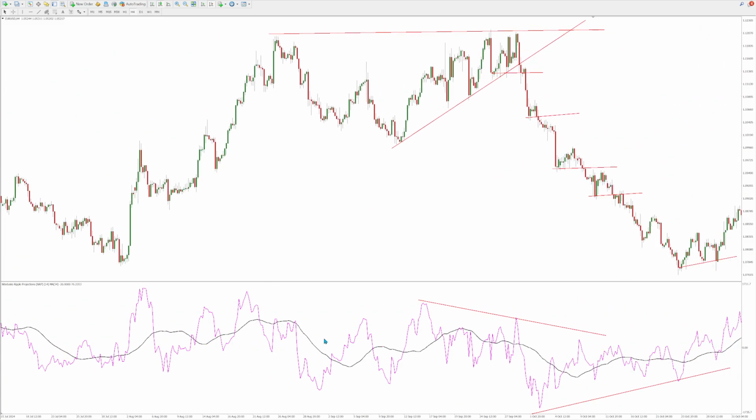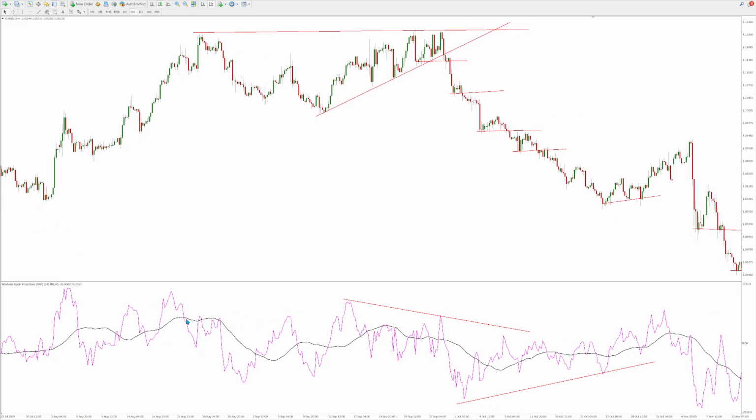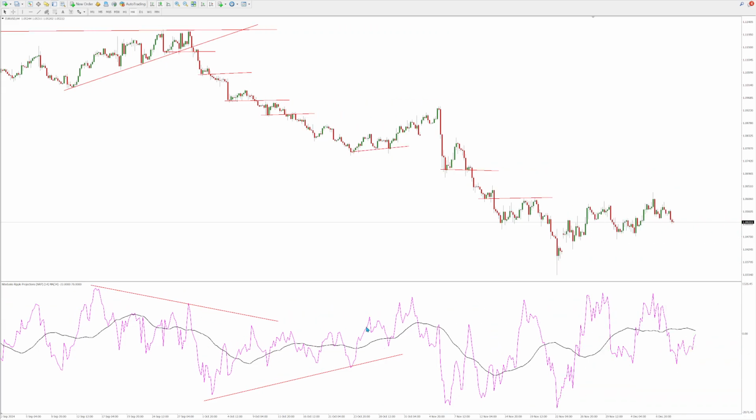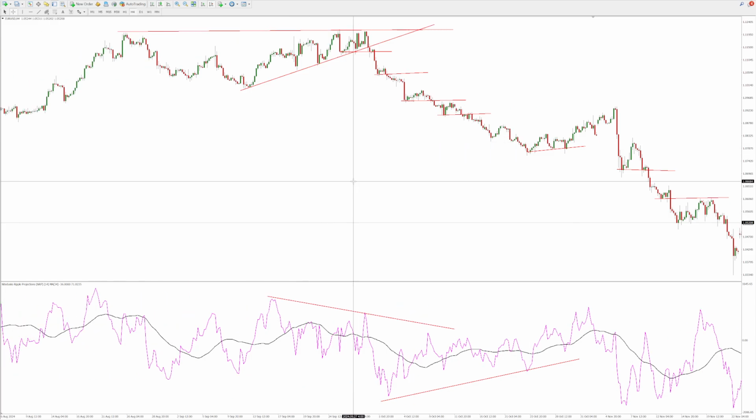As well, I find that the higher this black line, the stronger the uptrend tends to be, and the lower the black line, the stronger the downtrend tends to be. This could be a good way to help prevent you from selling at an extreme. Like, you don't want to sell in an oversold market or buy in an overbought market, for instance.